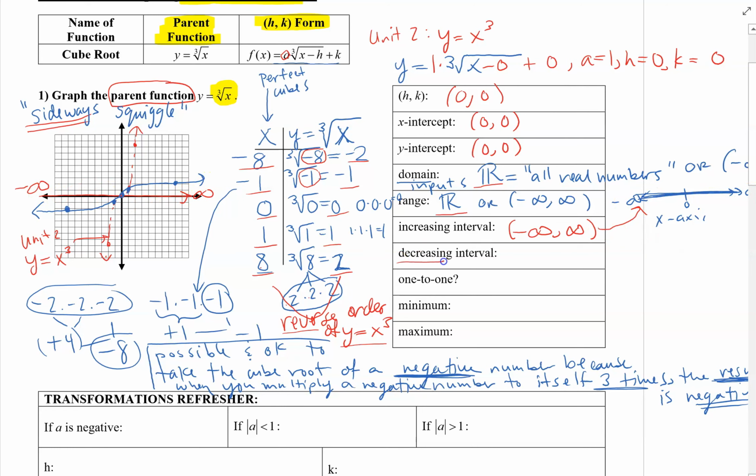So then what does that mean for decreasing? That just means it never will decrease, at least not the parent function, right?